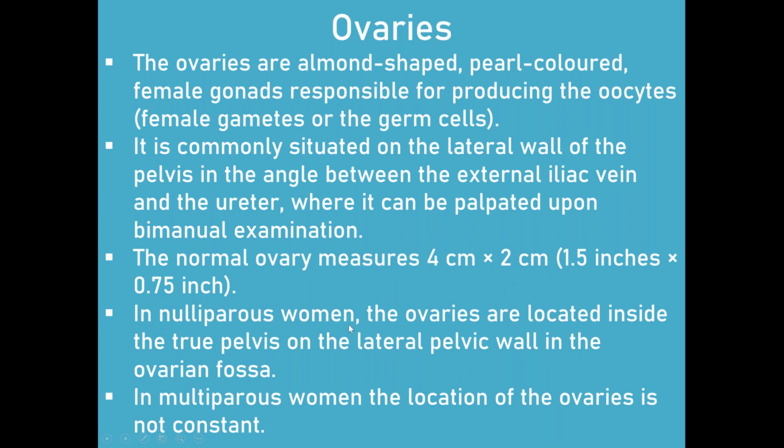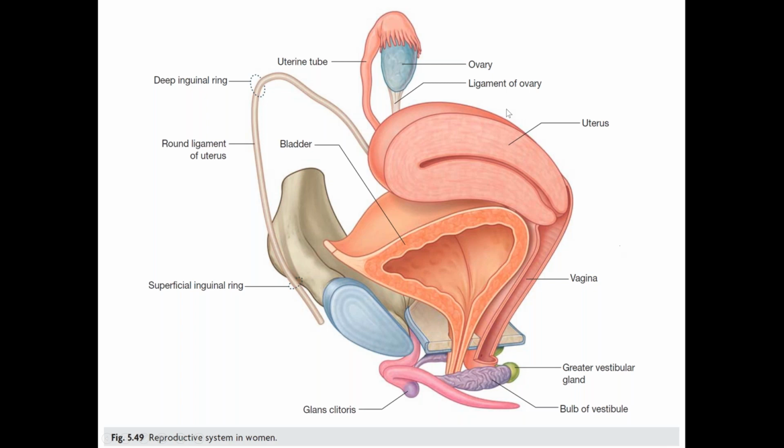In a nulliparous woman, the ovaries are located inside the true pelvis on the lateral pelvic wall in the ovarian fossa. So this is the normal situation in a nulliparous woman. But in a multiparous woman, the location of the ovaries is not constant, so it may change. Okay, this is about the ovaries.